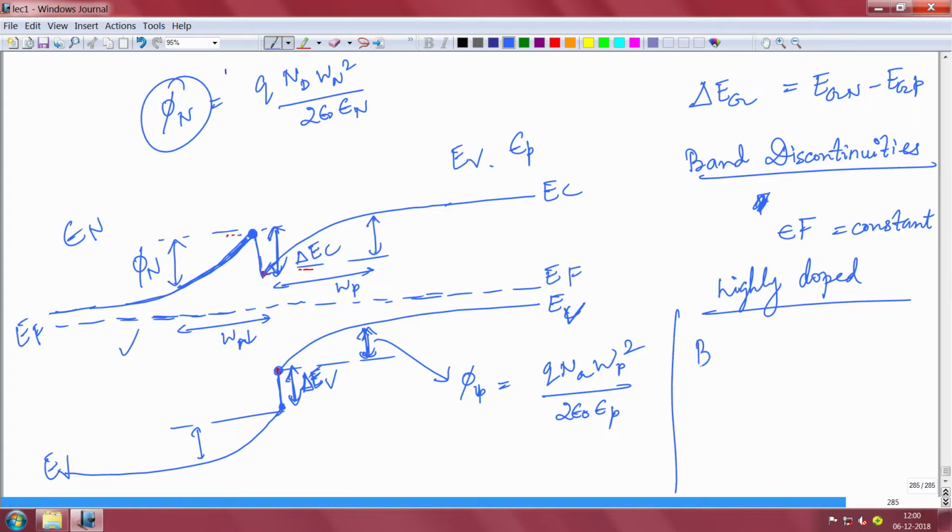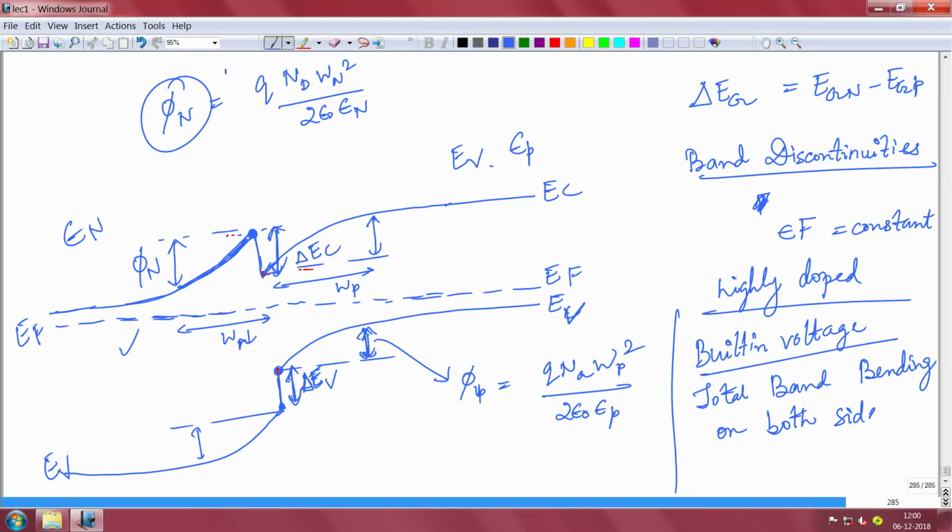So, the built-in potential, the built-in voltage that we have studied in our classic p-n junction also, is actually the total band bending on both sides. So, in a way this plus this is the total built-in potential. You can actually derive that by starting from the Fermi level here. You can do this, or you can also do it in other ways, and I will tell you.